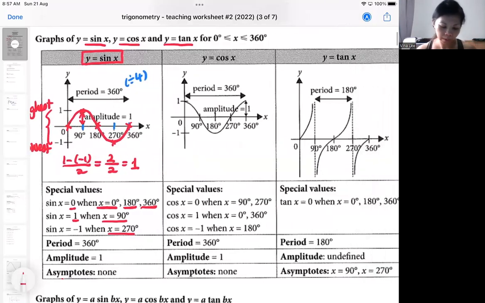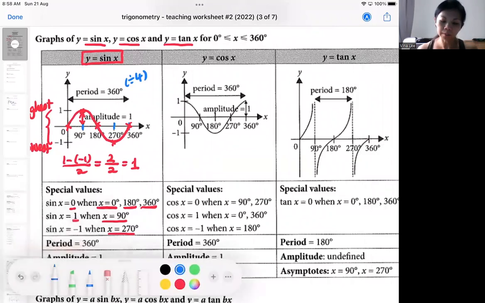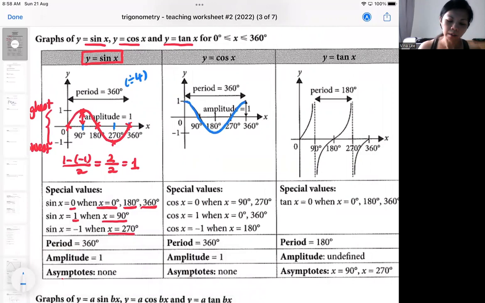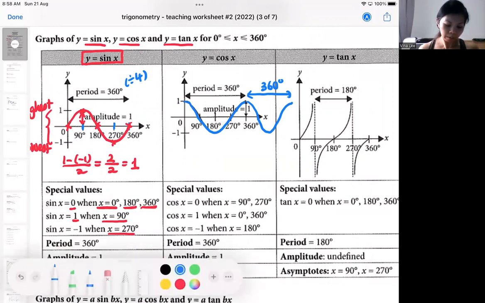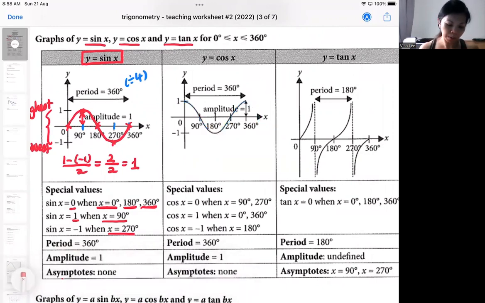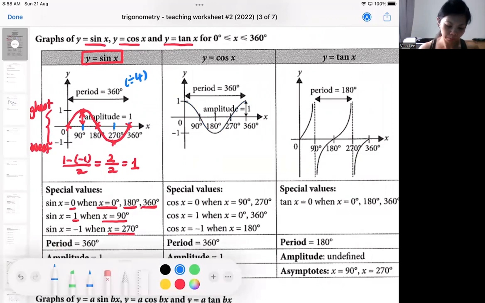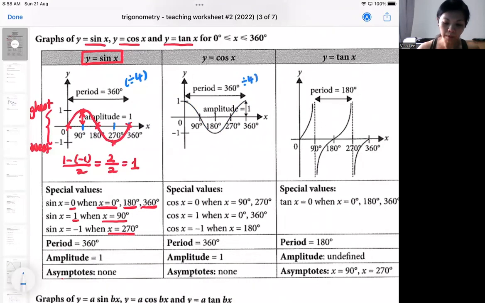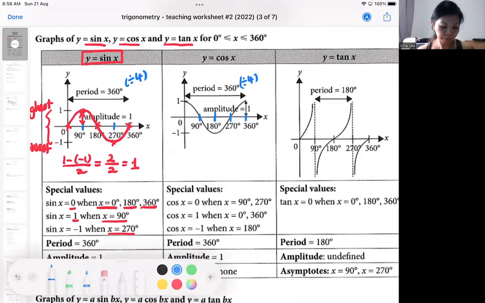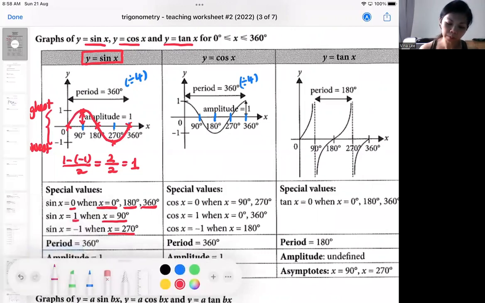For cosine x, the period is 360, and the graph looks like this. That means if I give you another 360, it will look like another wave. Obviously, we cannot be doing freehand. Again, the idea is you divide the period into 4. Mentally, you divide into 4 when you're doing the sketch. That's how we get the 90, 180, and 360. You're going to be using special values to guide you. These will be the special values.